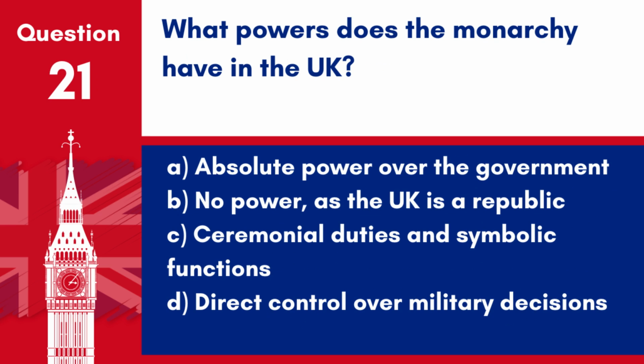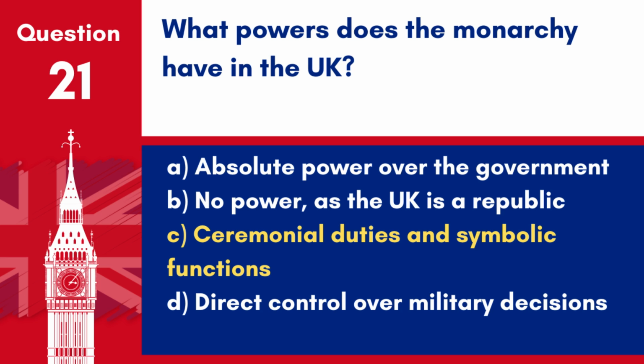Question 21. What powers does the monarchy have in the UK? A. Absolute power over the government. B. No power, as the UK is a republic. C. Ceremonial duties and symbolic functions. D. Direct control over military decisions.